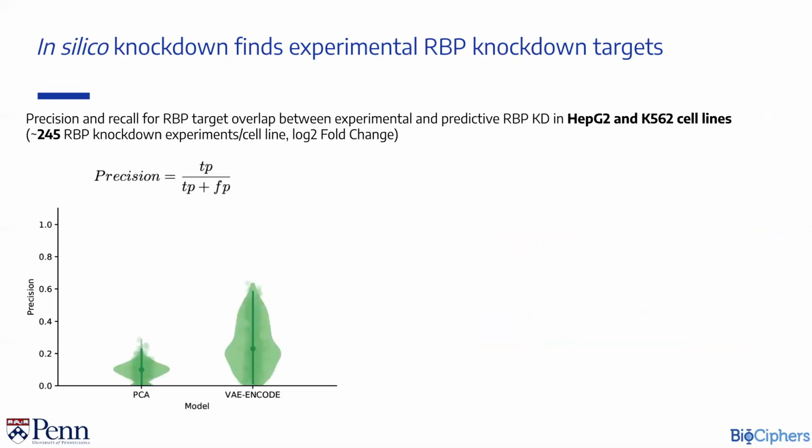Precision is defined as the ratio between true positives found by the model and total number of positives found by the model. Here we compare precision of our VAE model with a PCA reconstruction. PCA is a linear method that generates reconstruction through a linear projection. Variational autoencoder is a nonlinear method that captures nonlinear dependencies and correlations. We see that our VAE offers moderate precision in capturing RBP targets of knockdowns.